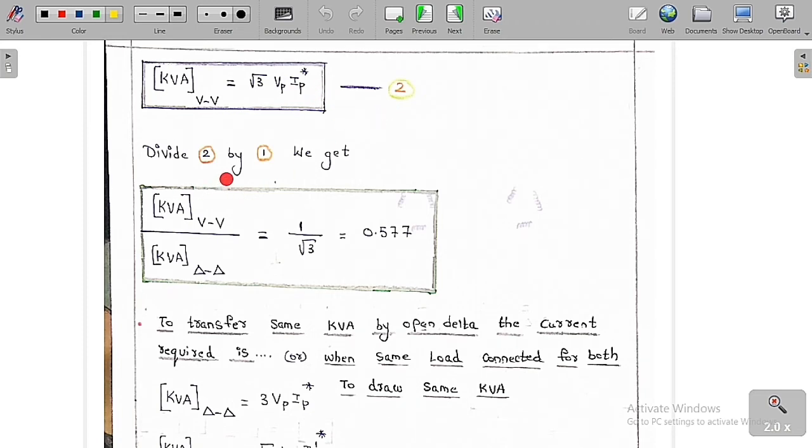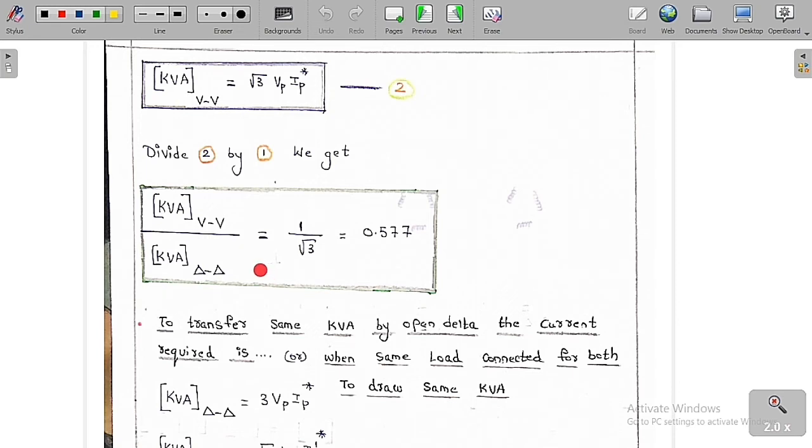Now I am going to divide the second equation by the first equation. What is the second equation? kVA of the open delta connection is equal to root 3 Vp Ip conjugate, whereas kVA of the delta-delta connection is equal to 3 Vp Ip conjugate. So the common terms are going to get cancelled, and finally we get 1 by root 3, which is nothing but 0.577. So simply we can say that the kVA rating of this open delta connection is 57.7 percent of the kVA of the delta-delta transformer.